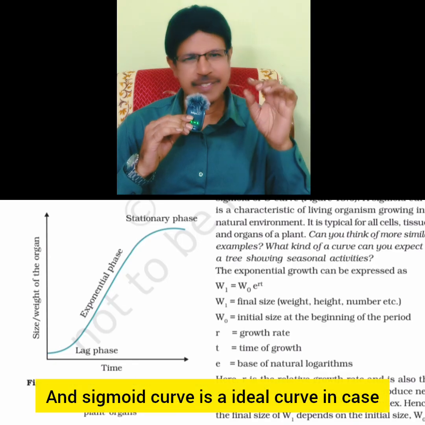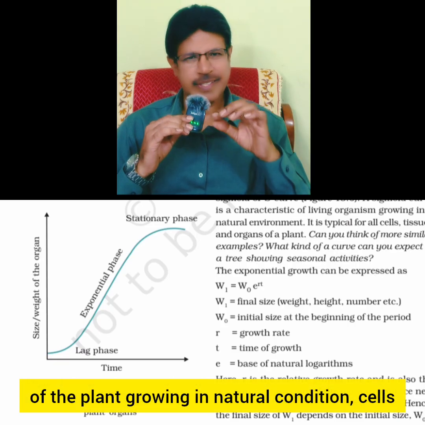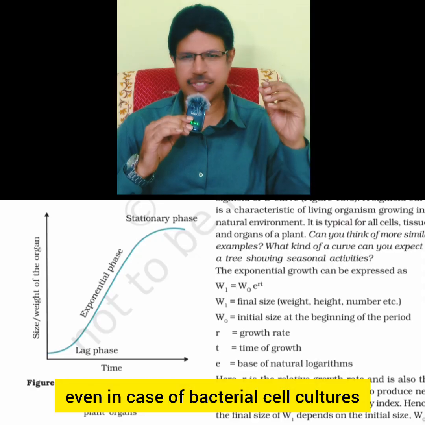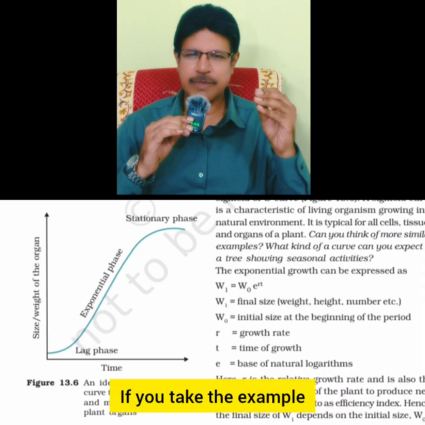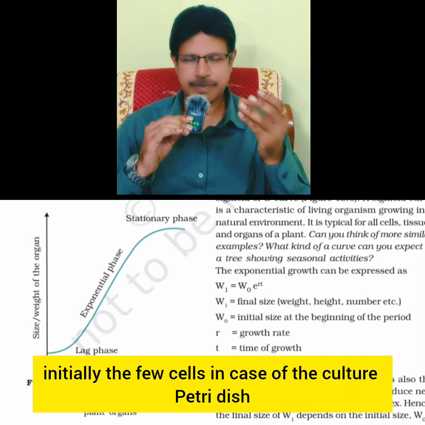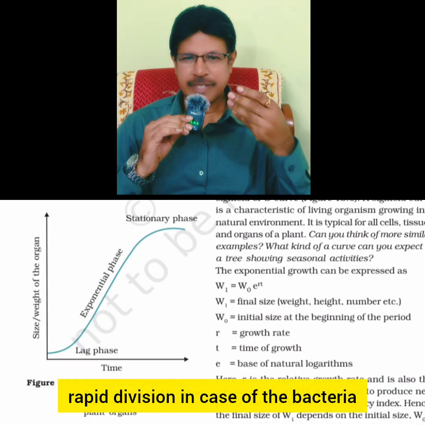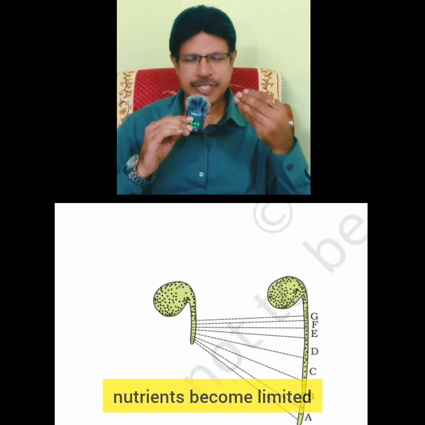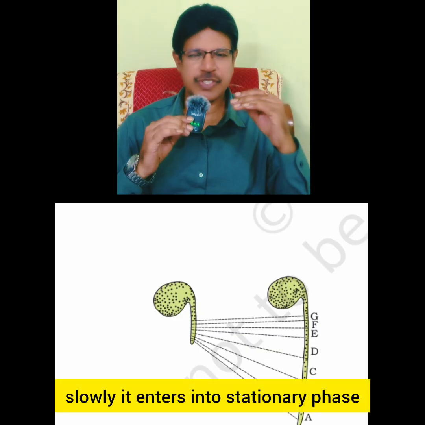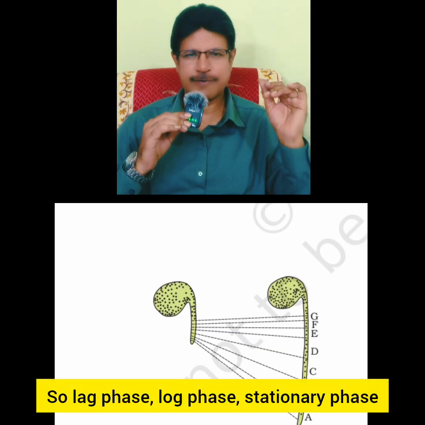The sigmoid curve is an ideal curve in case of plants growing in natural conditions, cells, tissues or organs, even in bacterial cell cultures. If you take the example of a bacterial cell culture, initially there are a few cells in the petri dish. After some time, rapid division of the bacteria occurs, nutrients become limited, space becomes limited, and slowly it enters into the stationary phase. So lag phase, log phase, stationary phase.